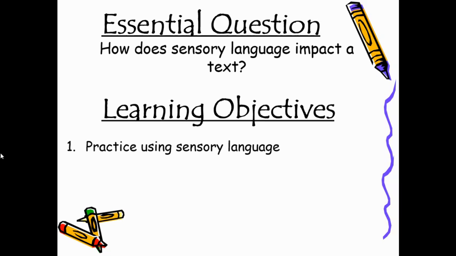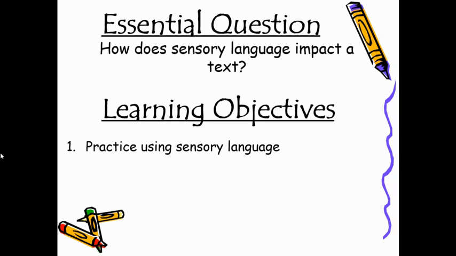Our essential question today is, how does sensory language impact a text? And our learning objective is to practice using sensory language. Now, what is sensory language? Can you remember when we looked at our three main focuses last week, mood, tone, and sensory language? Can you remember what sensory language actually means? Have a look at the first word, sensory. That might help you.